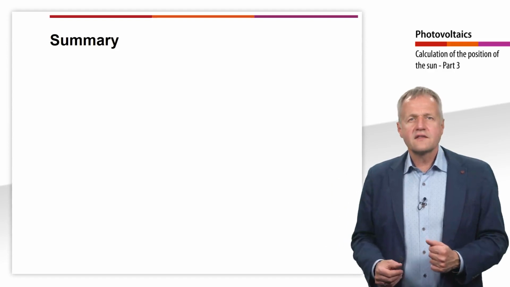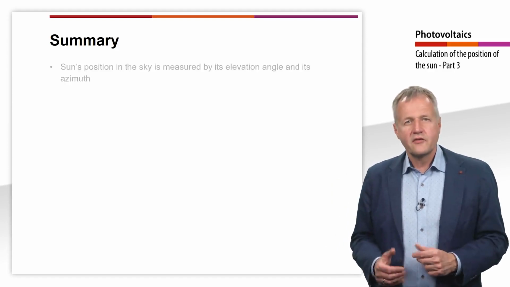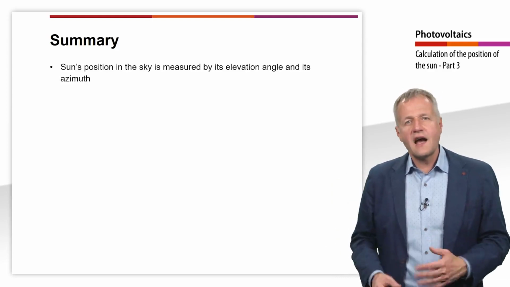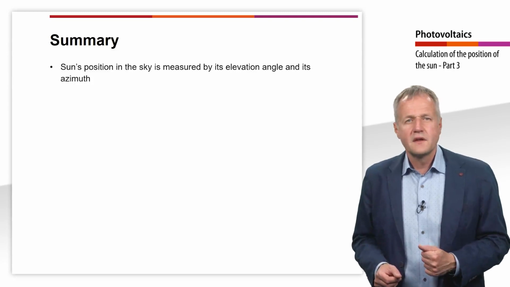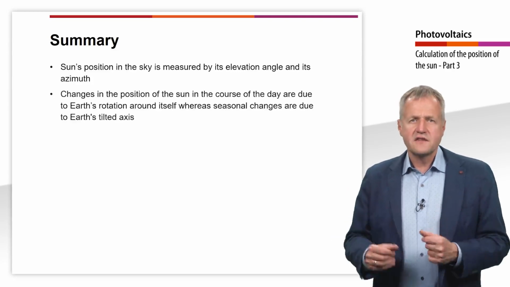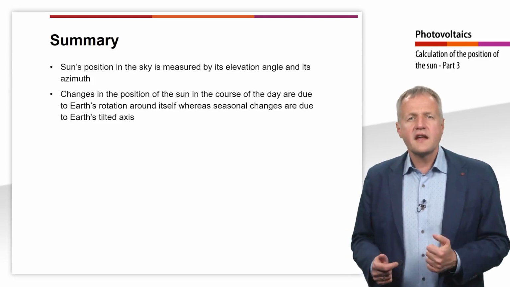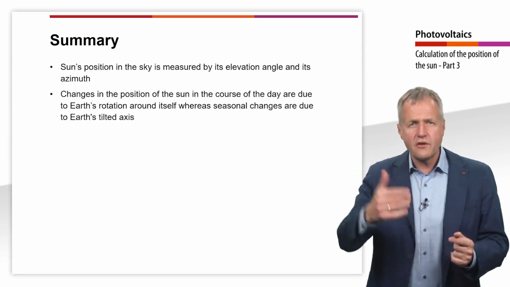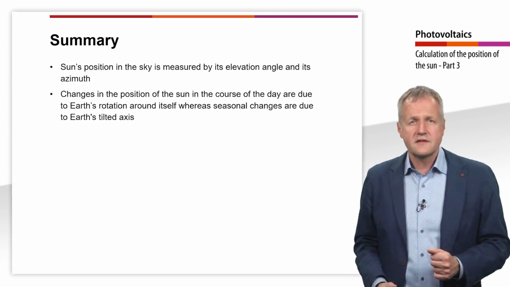This leads us to the summary of this teaching unit. Firstly, the sun's position in the sky is measured by its elevation angle and its azimuth. Changes in the sun position in the course of the day are due to the Earth's rotation around itself, whereas seasonal changes are due to the Earth's tilted axis.